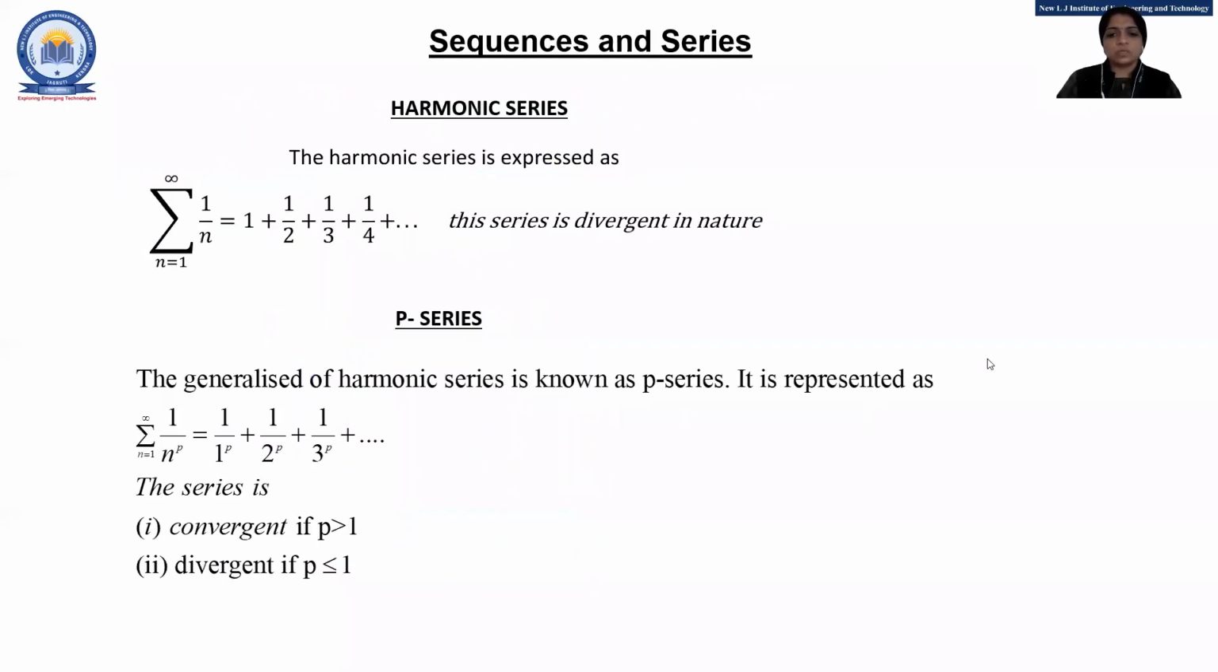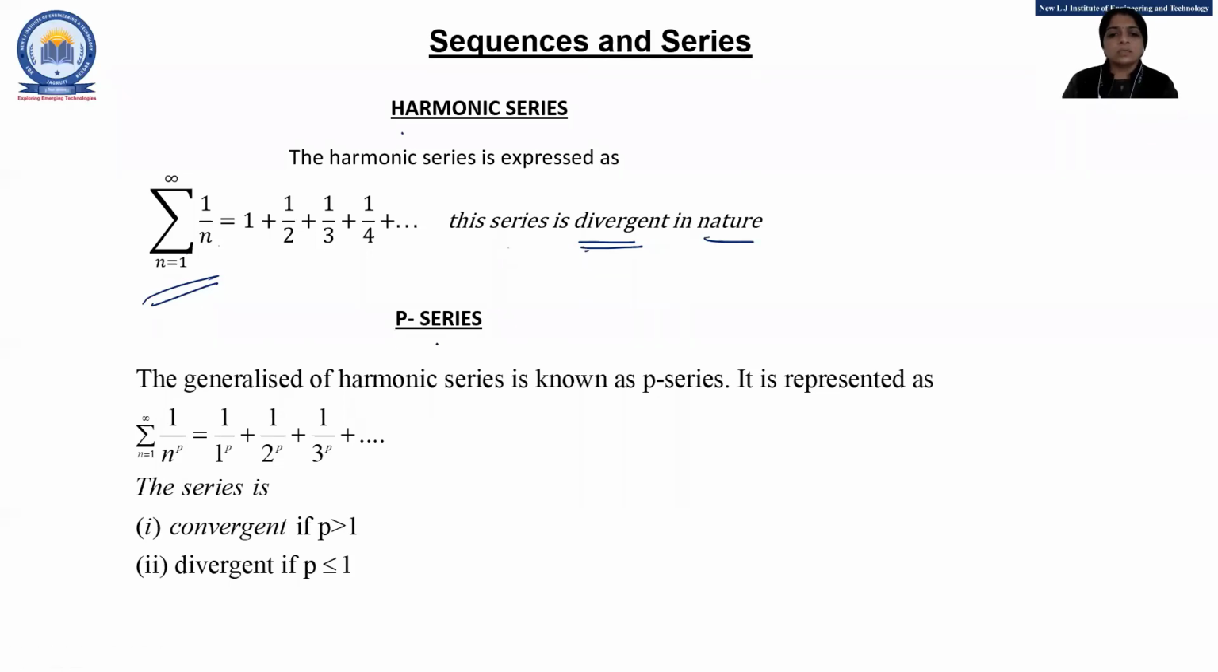So let's move to the other topic, that is harmonic series. Students, the harmonic series is expressed as summation n equals 1 to infinity 1 by n, that is 1 plus 1 by 2 plus 1 by 3 plus 1 by 4 and so on. This series is divergent in nature. Please keep this in mind, it will help you in solving the examples for the next topic. The series summation n equals 1 to infinity 1 by n is known as the harmonic series, and it is divergent.